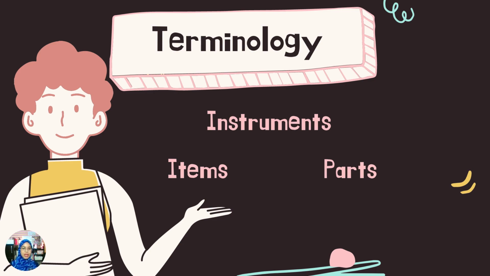Next, we have the word parts. Parts is actually referring to sections. Previously, we had section A, section B, right? Nowadays, all these sections are going to be known as parts. So it's no longer going to be A, B, C, D. All these parts are going to be known by number: part 1, part 2, part 3, and so on. So these are the terms that we are going to use a lot today.